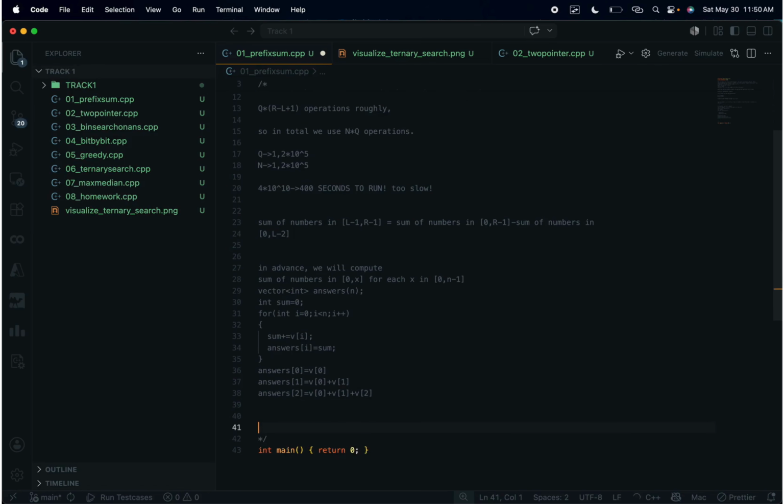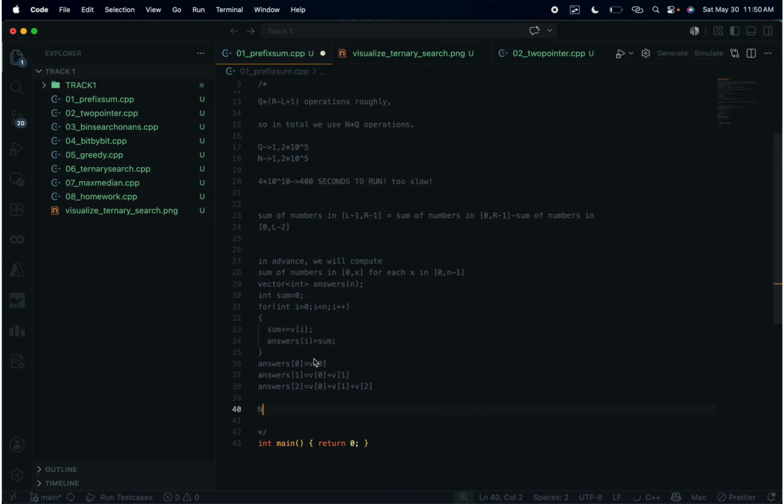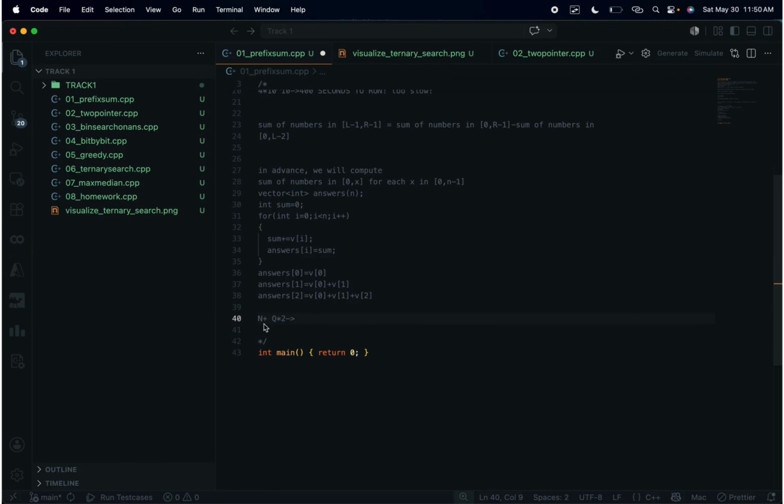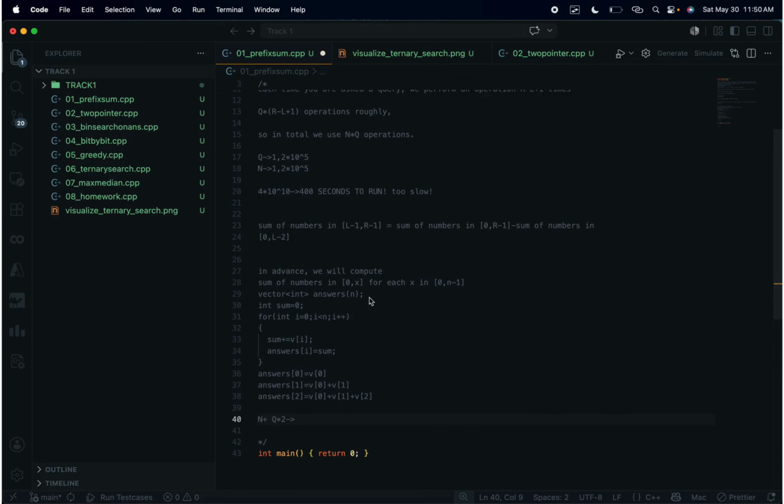in this computation, we would take n operations to run this for loop and compute the answers array. Plus, each time we have a query, we just do a subtraction. We can just take that as q operations, 2 operations. So we have used about n plus 2q operations in total, which is 2 into 10 power 5 plus 2 into 10 power 5 into 2, which is about 6 into 10 power 5, which is way less than 1e8, which is less than 10 power 8. So our solution is blazingly fast.